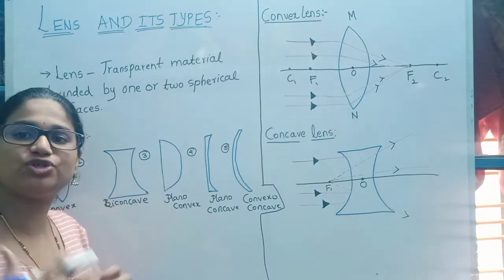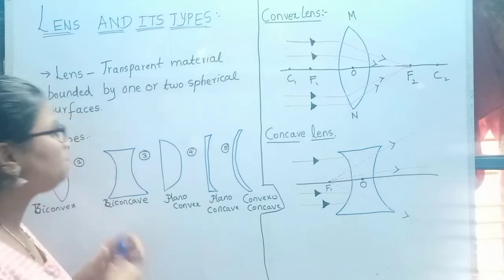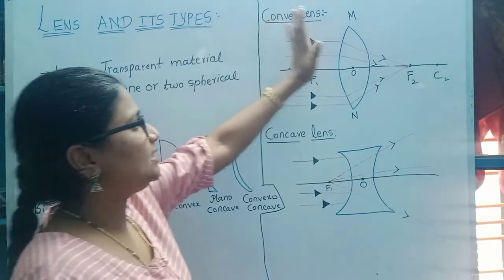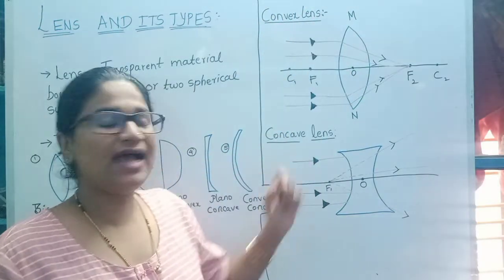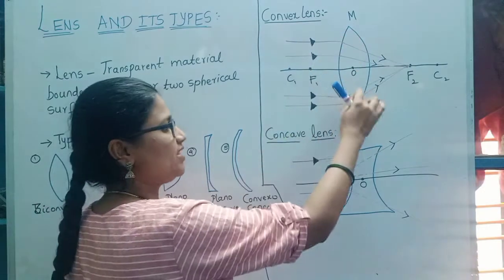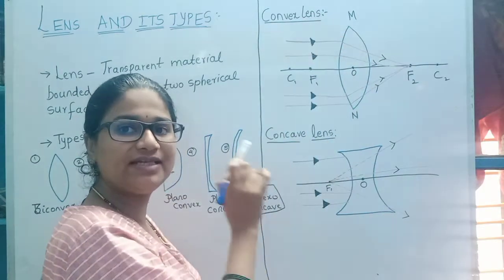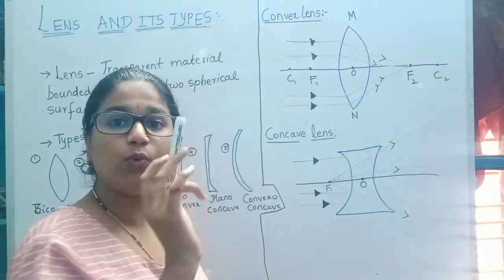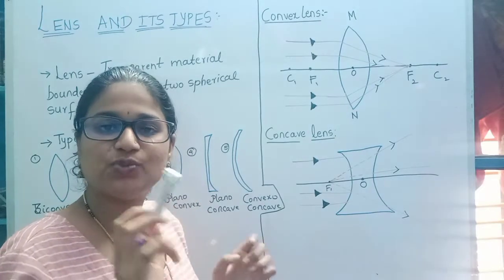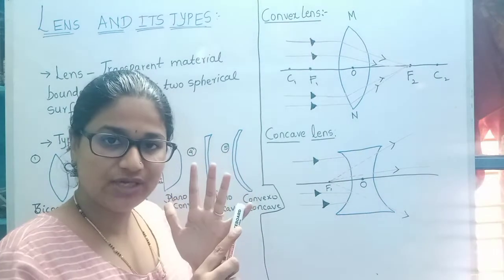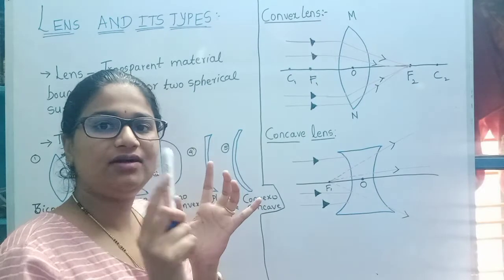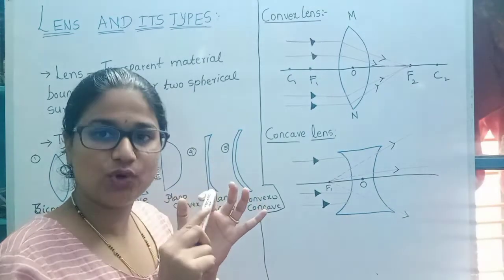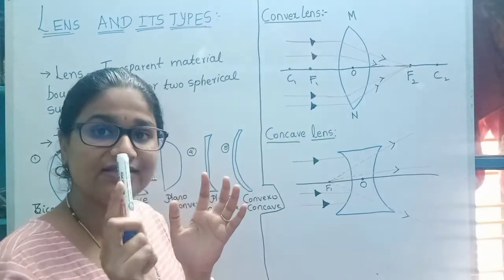What will be the nature of the images? Right. Now, let us consider a convex lens. As we have two spherical surfaces, two spherical reflecting surfaces, we know that one spherical reflecting surface will be having center of curvature, pole, then radius of curvature, then focal length.